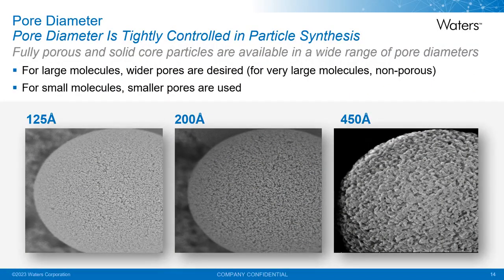As I mentioned earlier, the pore diameter is tightly controlled during the particle manufacturing process. There are a wide range of pore diameters across varying particle substrates, or actual base particles. As a rule of thumb, the larger the analyte, the larger the pore diameter is needed to retain and separate the analyte. The scanning electron microscope images here clearly show the difference in the pore diameters for 3 commercially available Waters size exclusion columns. Here you can see the 125 angstrom, 200 angstrom, and 450 angstrom particles.